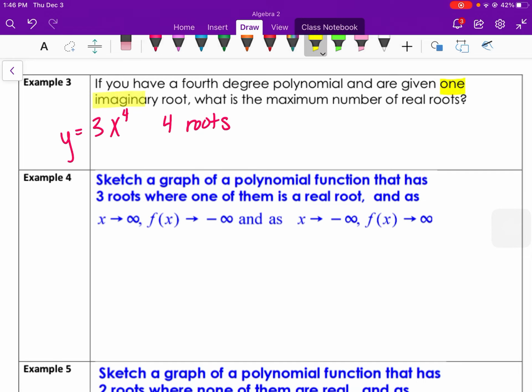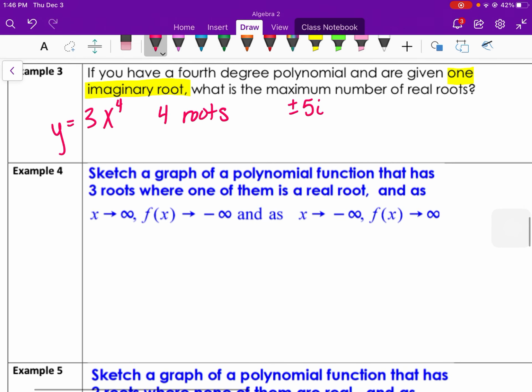So if we remember from the lesson earlier this week that imaginary roots always come in pairs. Let's say that you had one imaginary root given like 5i. Well, then you know that you have to have both plus and minus 5i. They always come in pairs. So that means that if you have 4 roots and one is imaginary, you actually have 2 imaginary roots, which means that there's 2 real roots because the total number of roots was 4. So the max number of real roots it could have would be 4.